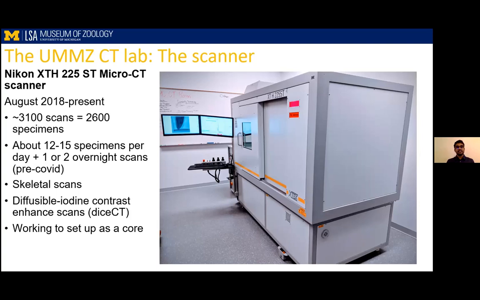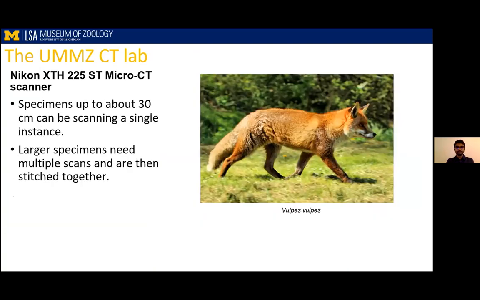So the different types of scans: during the day, we generally would run a skeleton or sets of skeletal scans on specimens where we're just looking at their bony anatomy. And in the evenings, we would be conducting a different type of scan called a DiceCT scan, which I'm going to get into a little bit later. Another thing that's going on is we are working to set ourselves up to become a core scanning facility.